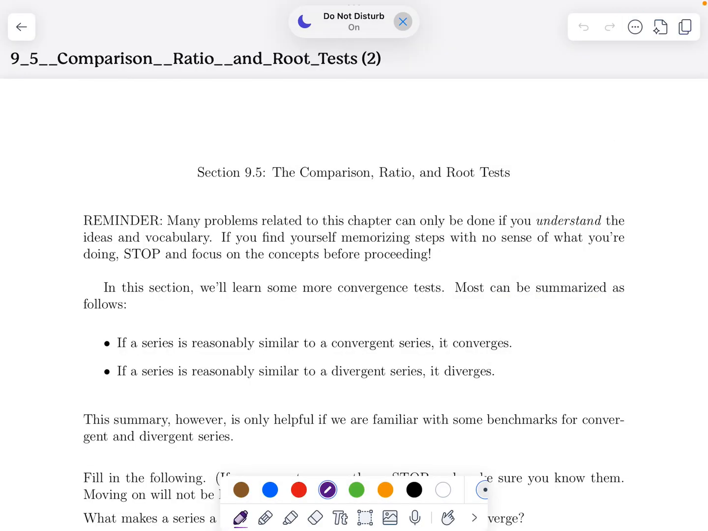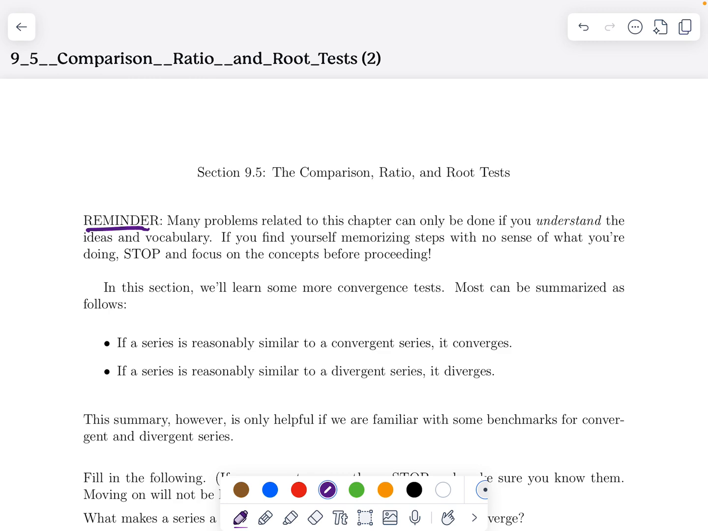Hello. In this video, we're going to be doing a few more convergence tests: the comparison test, the ratio test, and the root test. And I really want to urge you here, I have this reminder: please make sure you truly understand what you're doing. If you're trying to just memorize a bunch of stuff, this particular chapter is going to be so difficult. You really want to do it from a point of understanding. If you feel like you're just going through the motions, stop and get some help so that you understand things.